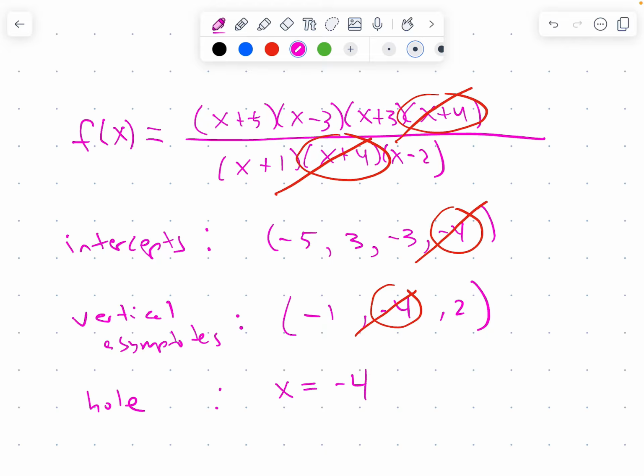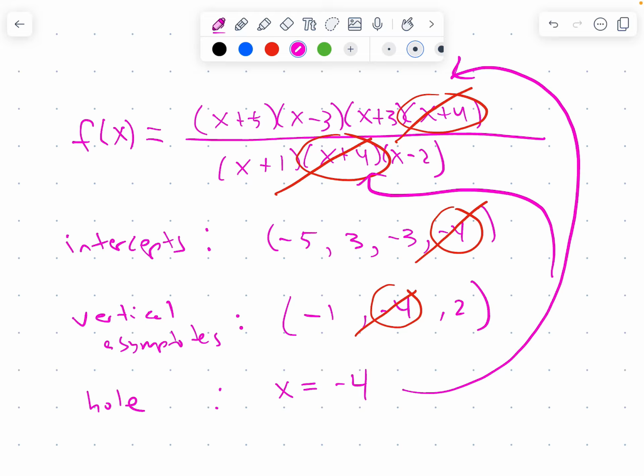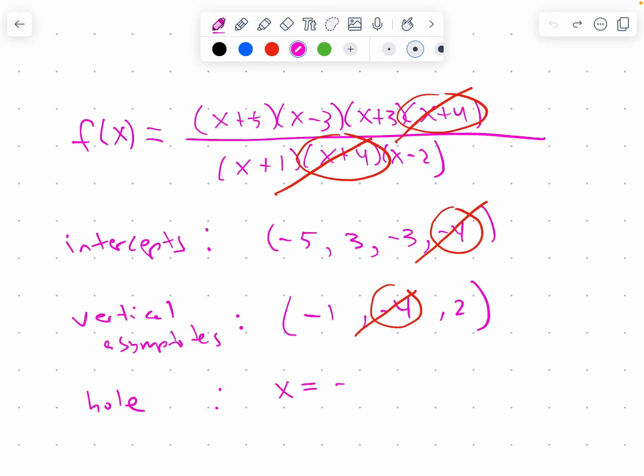What that means is when x is exactly -4, if I plug -4 into the top and I plug it into the bottom, then the equation becomes 0 divided by 0, which is undefined. So we can't actually determine the value of this function. We can't actually graph the point at -4 because it would give us 0 over 0, and we don't know what the value of 0 divided by 0 is. So this is a hole, and because it's a hole, it's not an intercept and it's not a vertical asymptote.